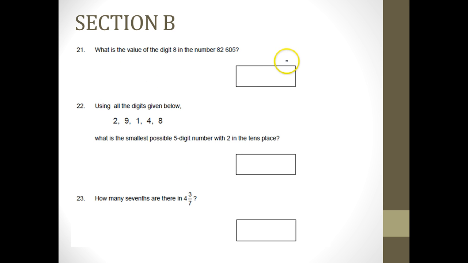Section B, let's look at question 21. What is the value of the digit 8 in 82,605? So the value is 80,000.